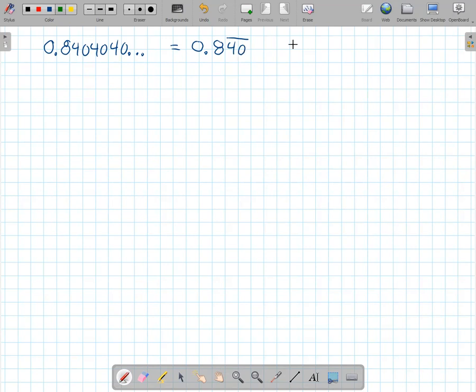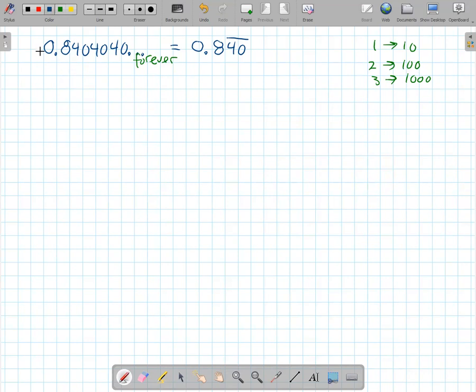of 10. So if one place was repeating, we would multiply by 10. Two places are repeating, we'd multiply by 100. Three places repeating, we'd multiply by 1,000, and so on. And this is to line up that repeating part because this forever is a problem.